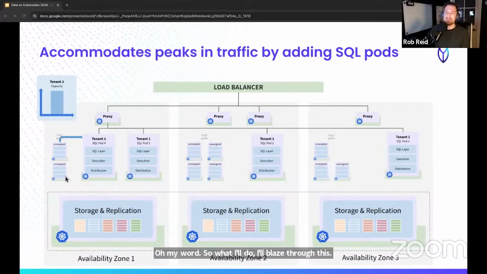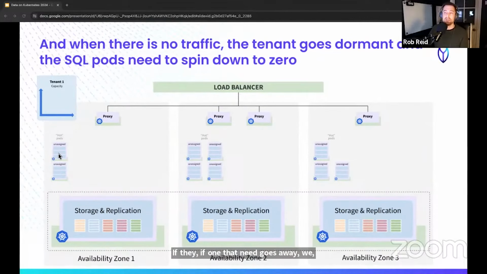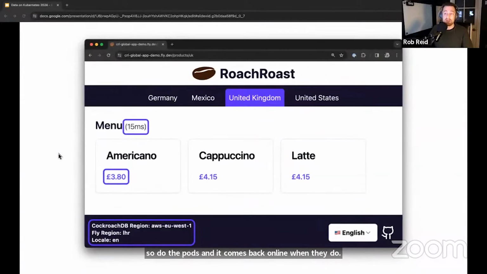So if tenant 1 needs more space, more capacity, we bring in a pod from the hot pool. If that need goes away, we remove it and it goes back into the hot pod pool. If the overnight usage for tenant 1 completely drops off, so do the pods, and it comes back online when they do. So we've got an example of a database running a global application.